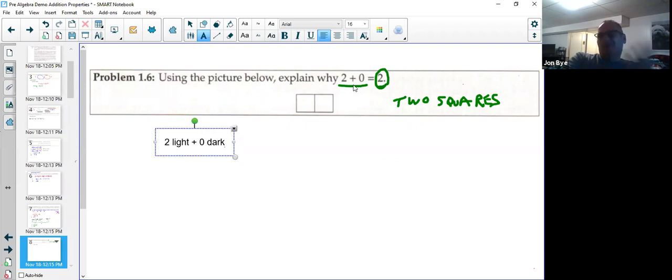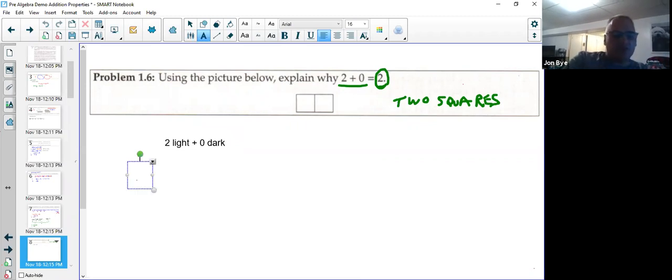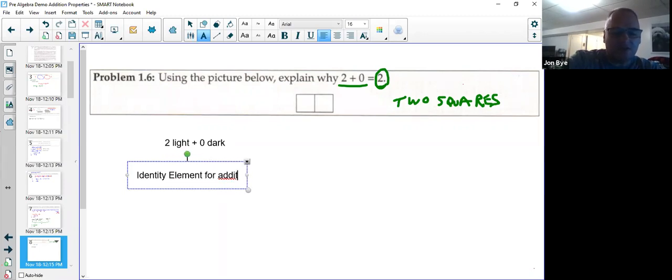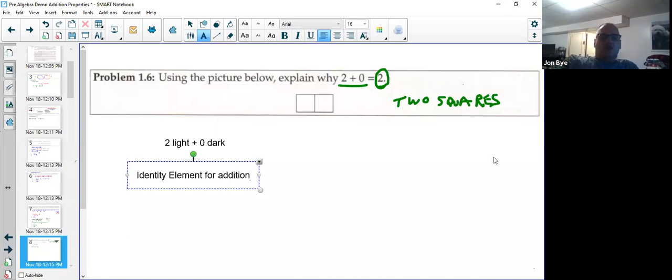Yes, sort of. There's a name for this also, right? There's a special name for this. It's called the identity element. Identity element for addition. What does that mean? Well, it just says that 0 is the identity element for addition, right? You get the identical thing back that you started with if you add 0. That's why it's called the identity element, right?